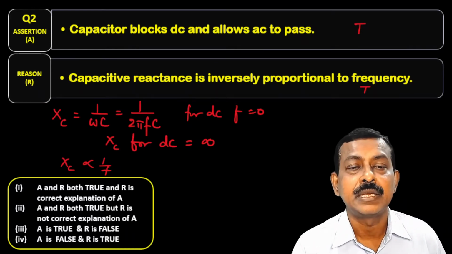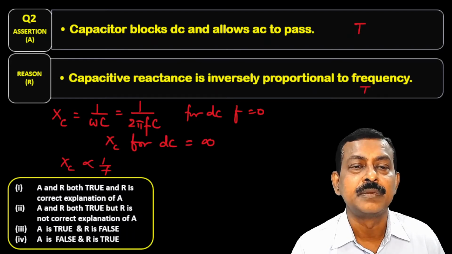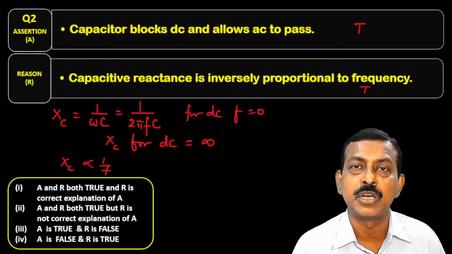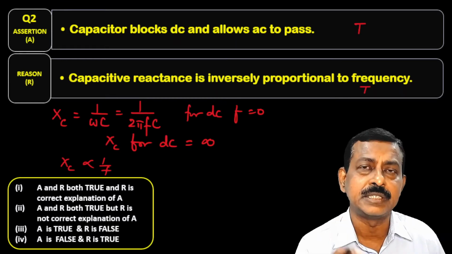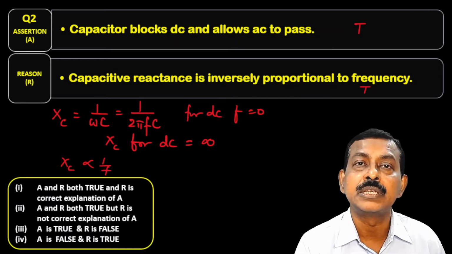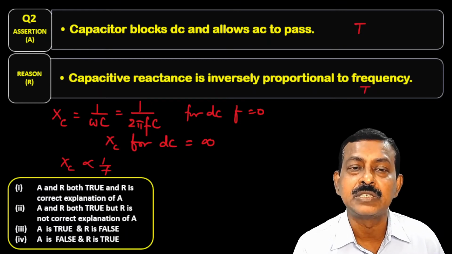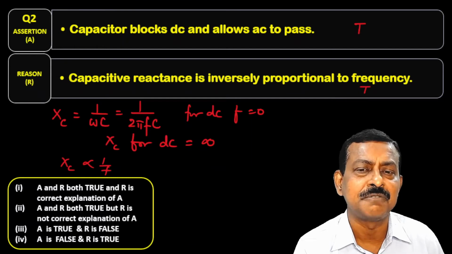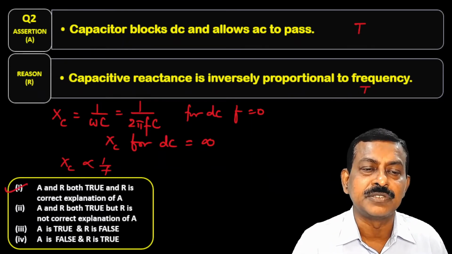So here, capacitor blocks DC and allows AC to pass because capacitive reactance is inversely proportional to frequency. Now this is a correct statement and it is explaining it also properly, that why it is blocking DC. Because we have seen that capacitive reactance will be infinite for DC and will have some finite value for AC. So it means the first one is the correct option.